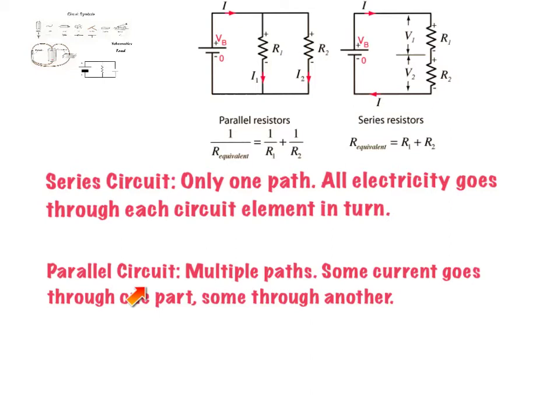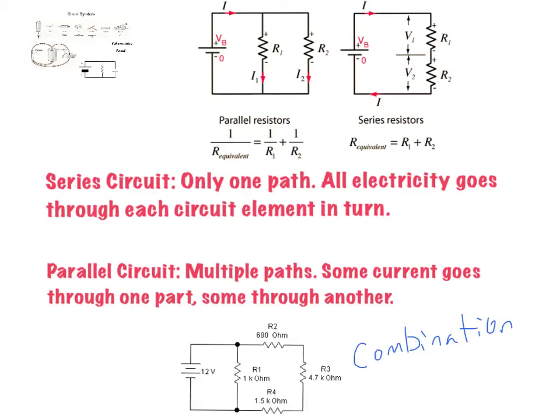Most circuits are a combination of both, like this one here. So here we've got a series circuit. The current will come out of the battery, go through each element in turn. Here's a parallel circuit where some of the current will go through one side, some through the other. All comes back together into the battery. Here we've got a combination circuit where some of the current will go through this resistor here. The other part of the current will go through this section where these three resistors are in series together.